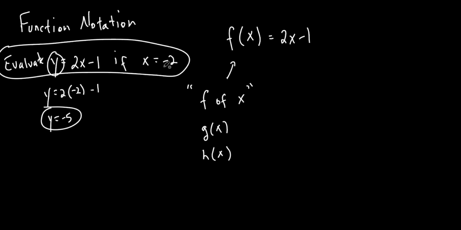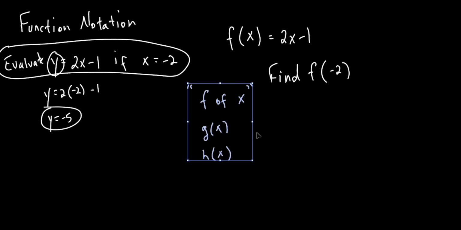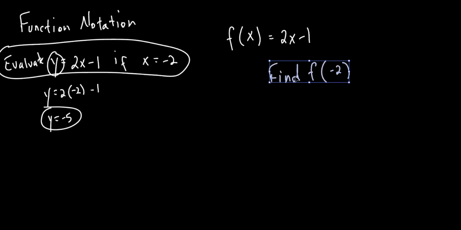Here's how you do the substitution. What they're going to say is they're going to say find, now watch very carefully, f of negative 2. This right here and this right here ask you to find the same exact thing. It's really the same exact problem. It's just the notation is different. The way we write it is different. All right? So let's do that.